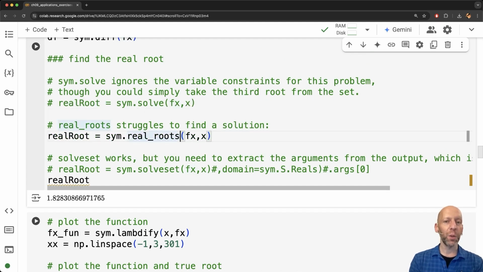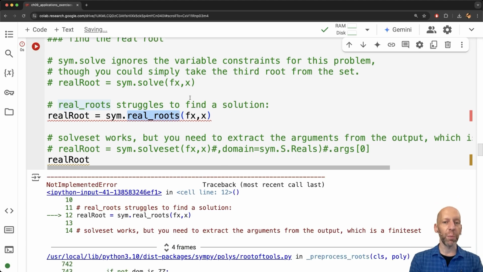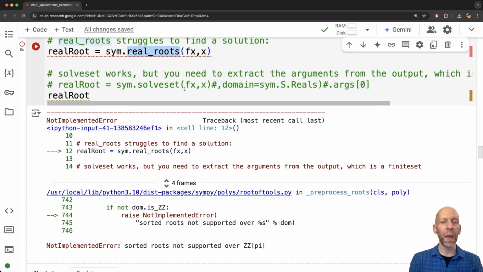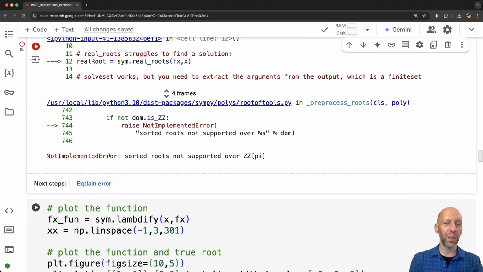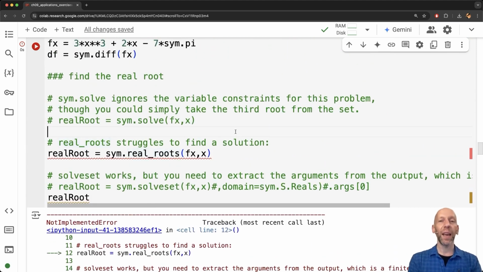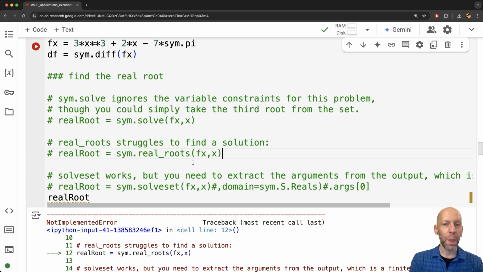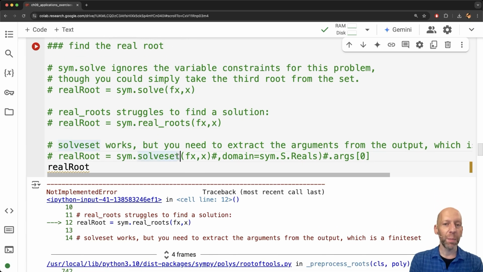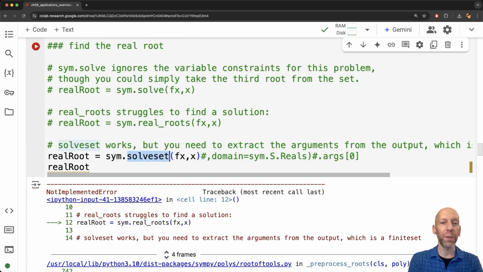Now, you can also try running real roots. This is a SymPy function that will identify the real valued roots of a problem or an equation. And unfortunately, it's just not really doing very well here. This is a case where there is a real solution, but this particular function is just not really able to find it. Okay, another method you can use, or function in SymPy, is called solveset.